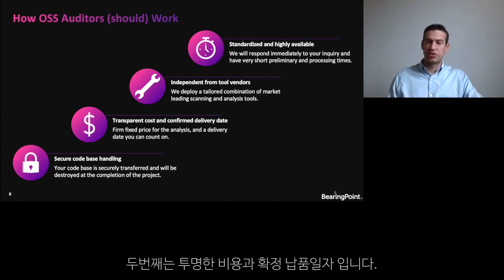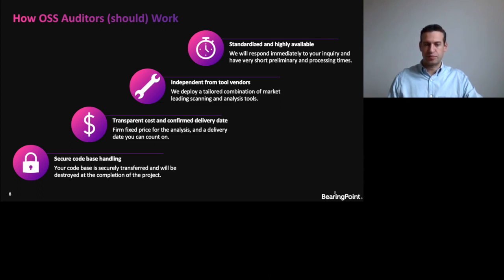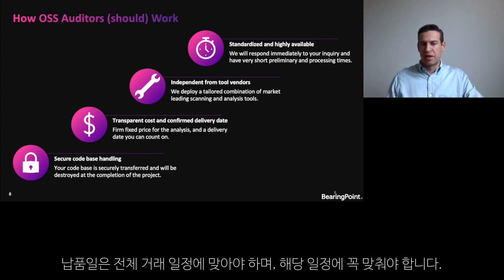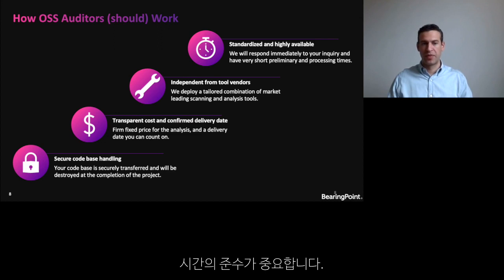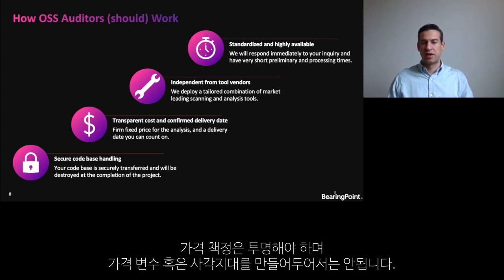Second, there are transparent costs and confirmed delivery dates. Delivery dates must fit in the overall transaction timeline and must be cast in stone. And this is quite important for the success of the overall project, and to be strict with the timelines as well. And the pricing must be transparent upfront, and should be without any surprises for the client side, of course.